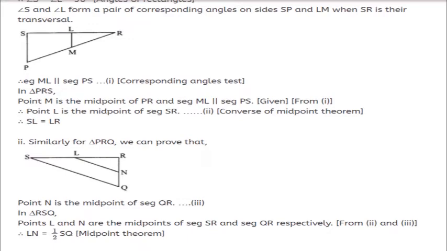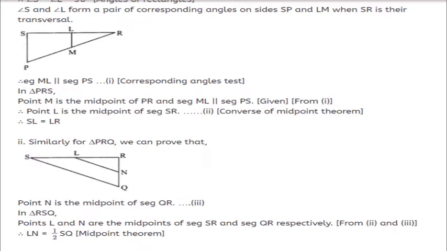Now in triangle PRS, point M is the midpoint of PR and segment ML is parallel to segment PS, as given from equation 1. Therefore, point L is the midpoint of segment SR. Take it to be equation number 2, by the converse of the midpoint theorem.